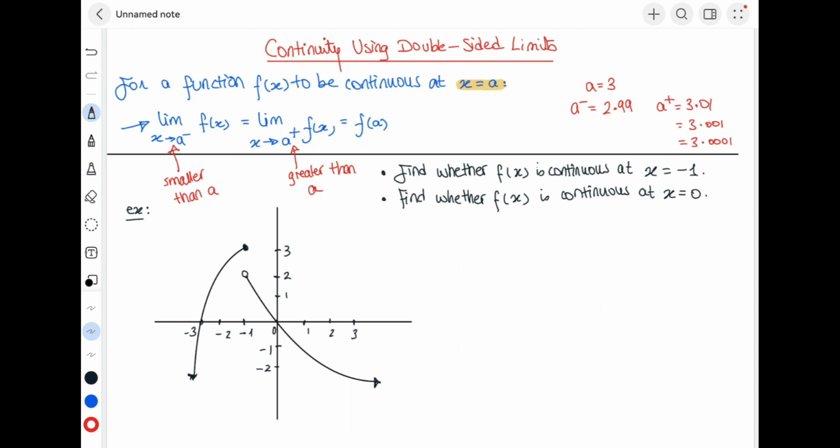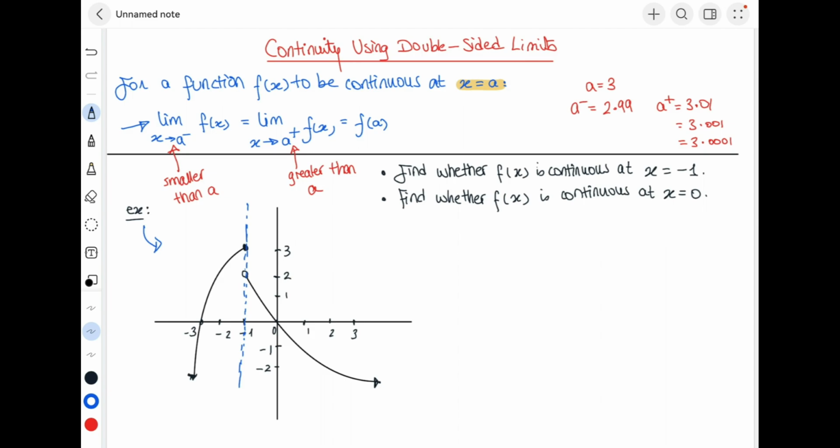Let's put that into an example by starting with an example from a graph. Find whether f of x is continuous at x equal to -1, and find whether f of x is continuous at x equal to 0. So at x equal to -1, it means on this x value.